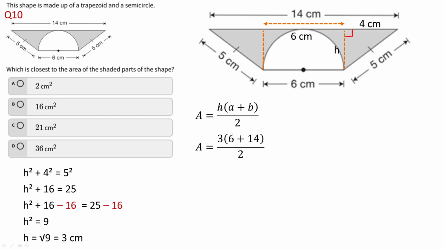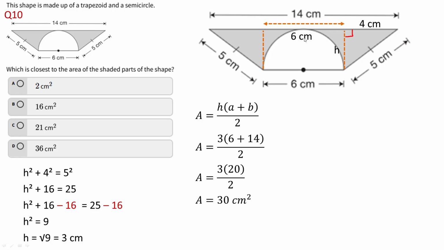So I'll fill in my values. The height of the trapezoid is 3. 6 and 14 are the a and b. That's the length of the two parallel sides, the 6 and the 14. And so if we add 6 and 14, that's 20. So 3 times 20 divided by 2, so that would be 60 divided by 2 works out to be 30. And of course, you can use your calculator for that if you want. So that's the area of the whole trapezoid.